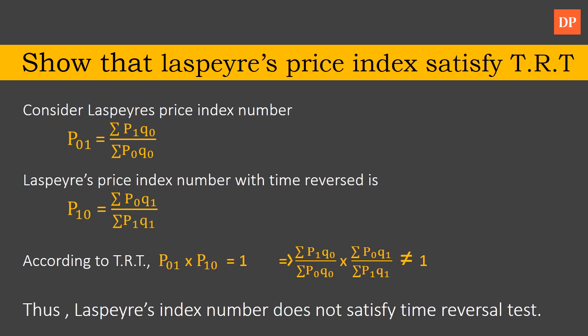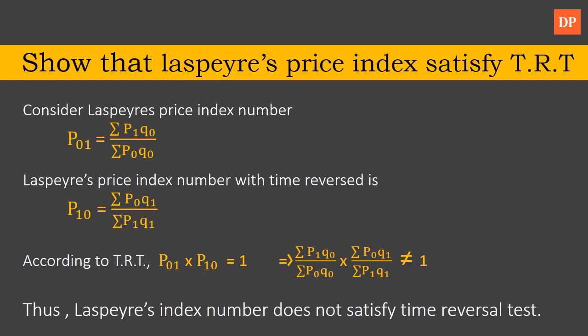Already we have P01, the price index number for the current year 1 with respect to base year 0. Similarly, we know the price index number for the current year 0 with respect to base year 1. So substituting those values, we will try to cancel out the numerators and denominators. We will check it out.